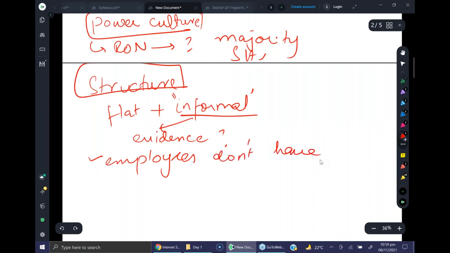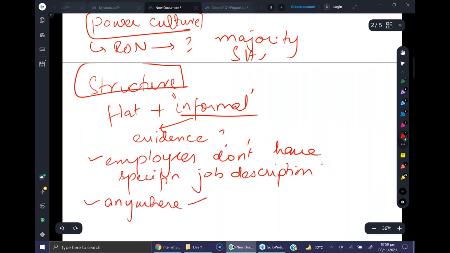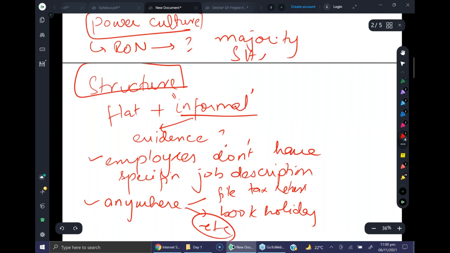Excuse my handwriting, I'm just trying to write very fast. So that's why employees don't have specific job descriptions, and then they are made to work anywhere. Where exactly? To file tax returns of Ron, to book his holiday tickets, something like that, etc. So write all the etceteras from the question here, I mean, when you're writing an answer.